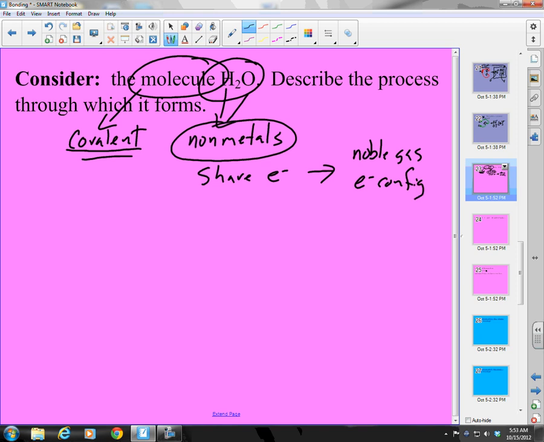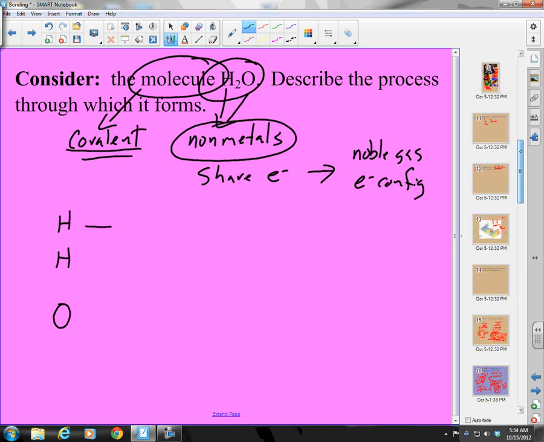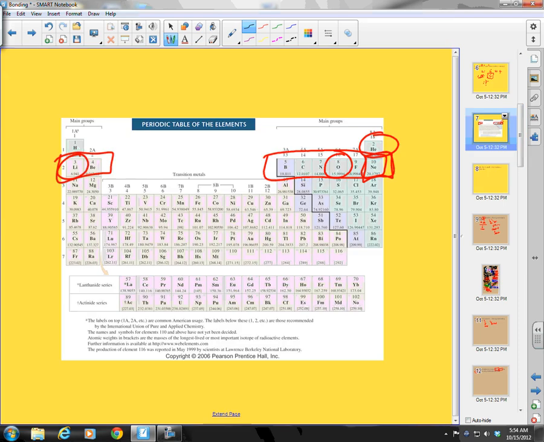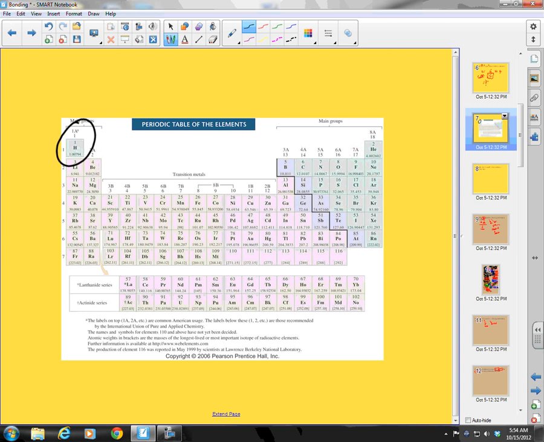Okay, so let's just look at my orbital notation for hydrogen. We've got two of those. And oxygen, we'll put oxygen down here. I go and look at my periodic table for hydrogen, and hydrogen has one valence electron. Here's my hydrogen, one valence electron. Where's my oxygen? Oxygen is here. How many valence electrons? 6. So we have 1 and 6.